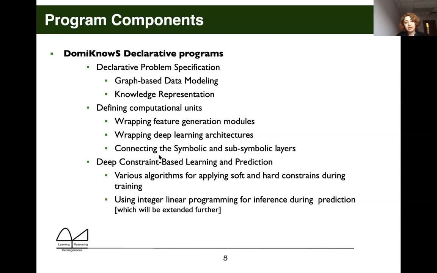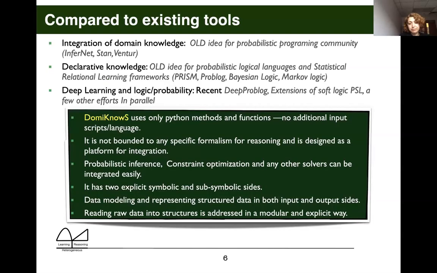And then after that layer, we have the computational units, like wrapping feature generation modules and deep learning modules, and then name them and connect these two, basically the symbolic layer that we had in the data modeling and knowledge representation, to this sub-symbolic layer of deep architectures. After that, we have this constraints-based training, where we can use different types of algorithms and apply the logical expressions as soft or hard constraints during the training, or use them for the inference time only even.